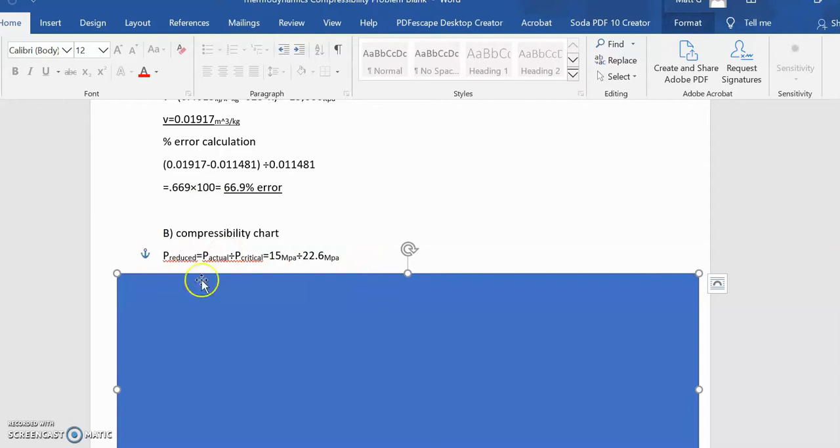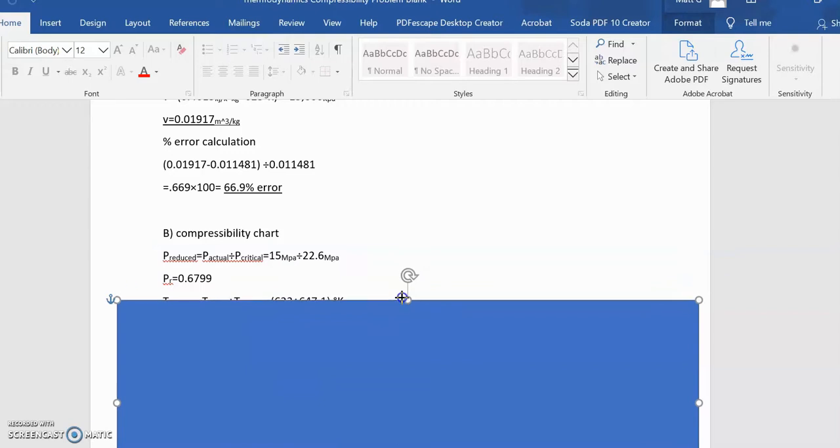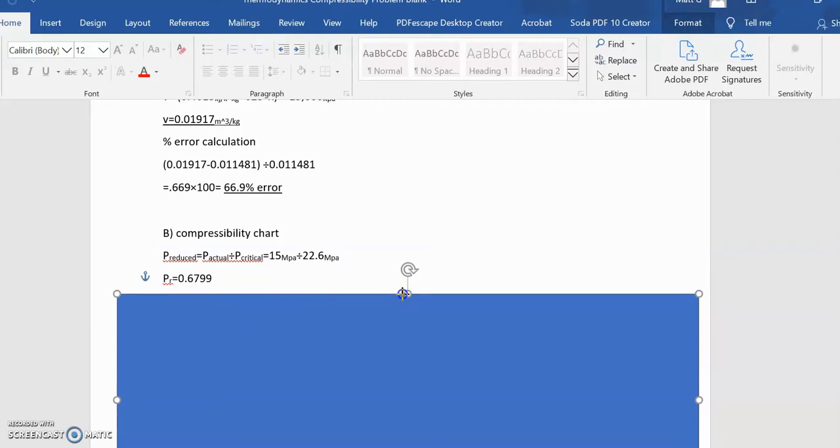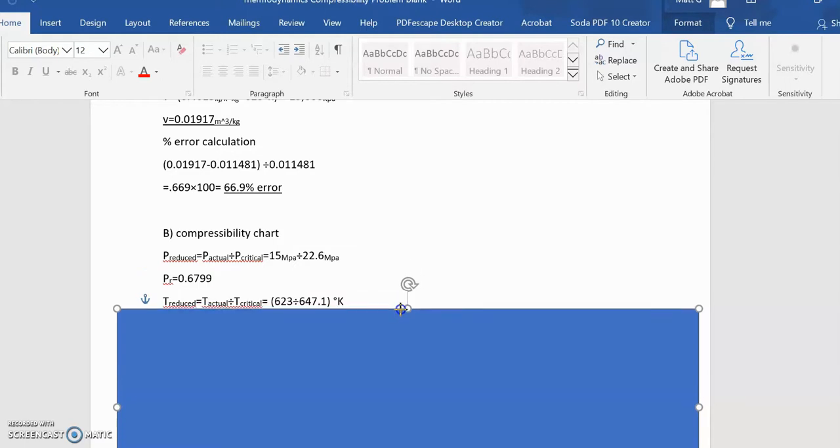Again, we're going to want to find the pressure reduced and the temperature reduced. What this does is it helps us look at the compressibility chart, and then from there we're going to get the compressibility factor, from which we can determine the specific volume. So we have our reduced pressure there, 0.6799 or 0.68.